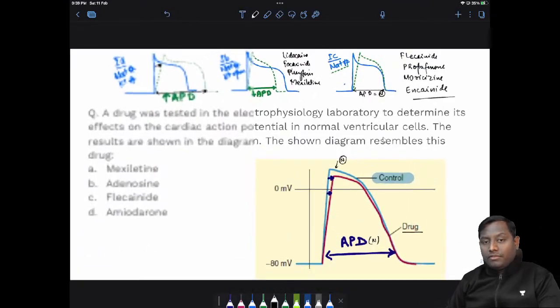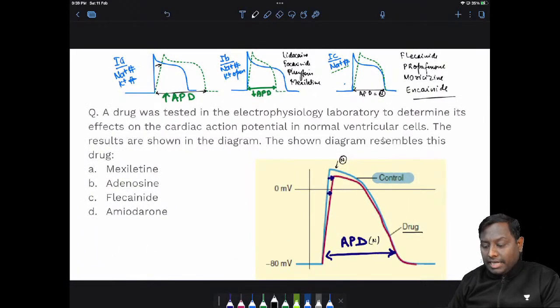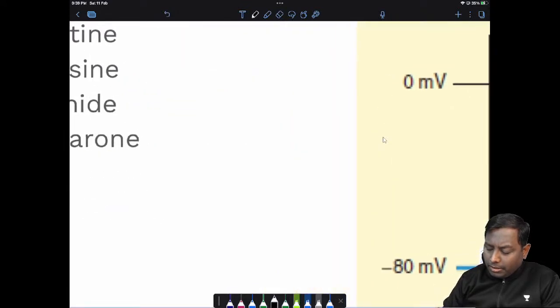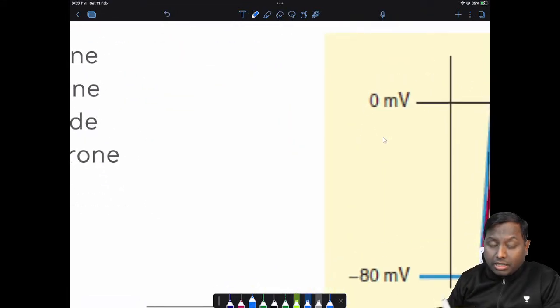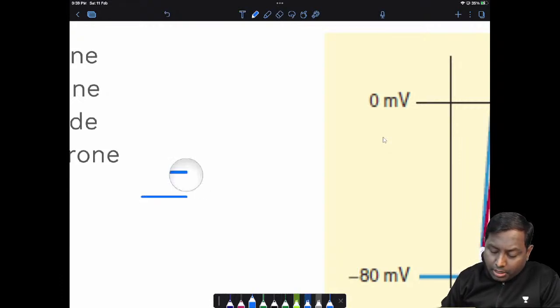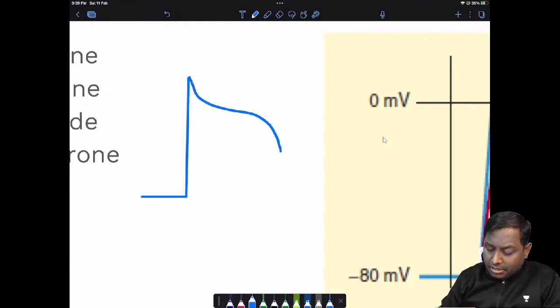Okay, so this is a class 1C antiarrhythmic drug. So you can check it out. If there is no change in the action potential duration, possibly it's a class 1C antiarrhythmic drug. The option from class 1C is only flecainide. Why not amiodarone, guys? Because amiodarone is a class 3 antiarrhythmic drug that happens to be only and only a potassium channel blocker. Please pay attention here. This is the most important graph that I am going to draw, and possibly it is the most potential MCQ for the upcoming examination, right?